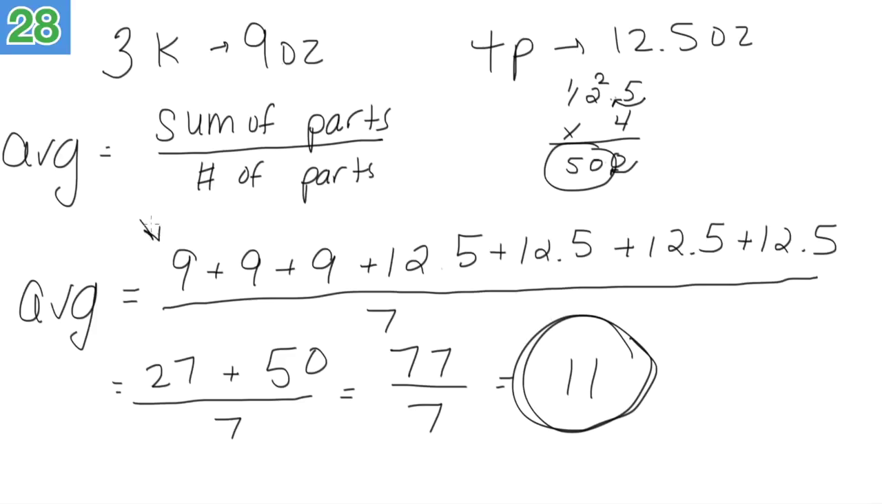You summed, you added all the parts, and then you divided it by the number of parts that there are, in this case, animals. And you got 11.